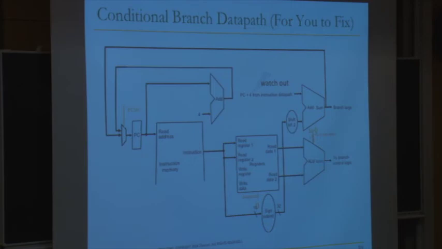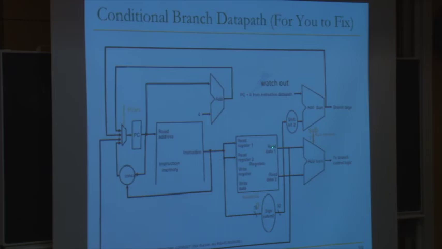Now, the output of that logic, well, of course, we shouldn't write the registers. You already know that, right? Because this instruction is not writing to the register. But depending on the output of the subtract, whether it's zero or not, we're going to select a different source to input into the program counter.